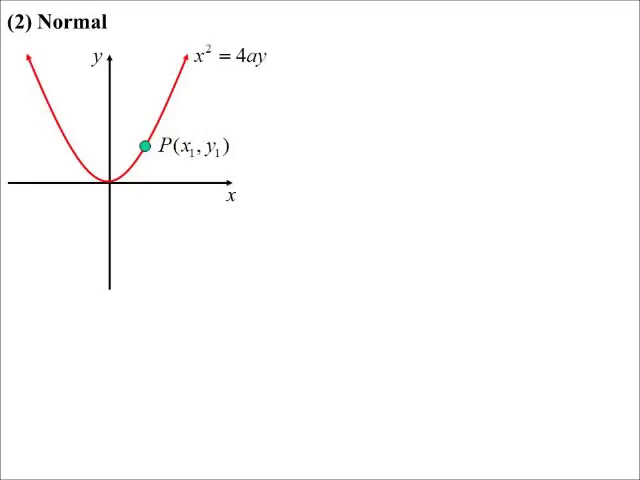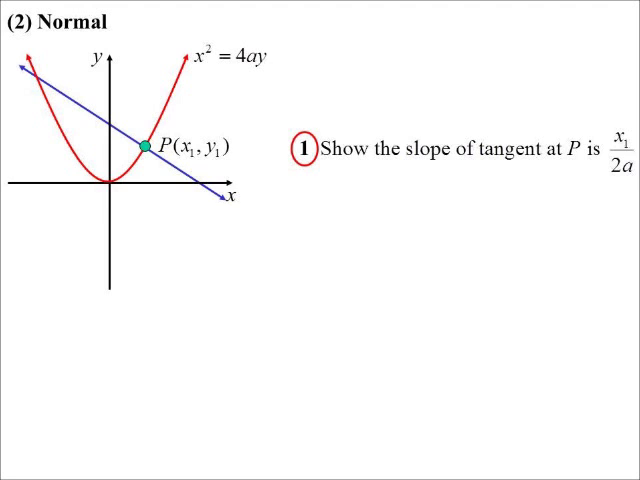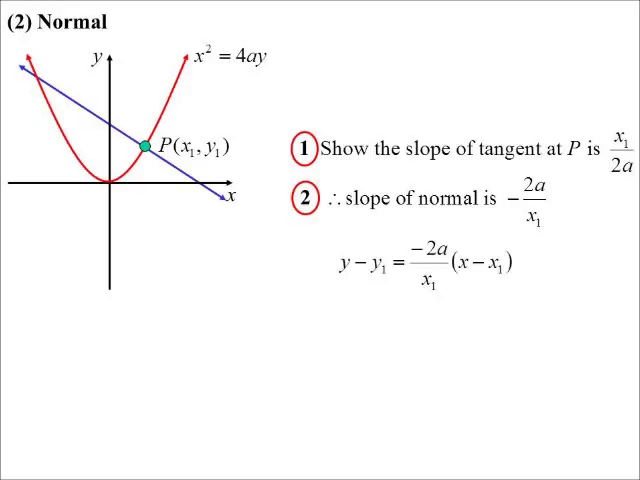All right. I'd like to say something equally nice happens with the normal. I'd like to say that. Okay, there's our point. Our normal, of course, is at 90 degrees. So now, if we know the slope of the tangent is x1 on 2a, slope of our normal will be minus 2a on x1. Put it into our point slope formula. Let's see what happens when we play around with this one.